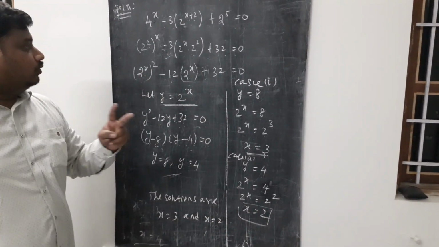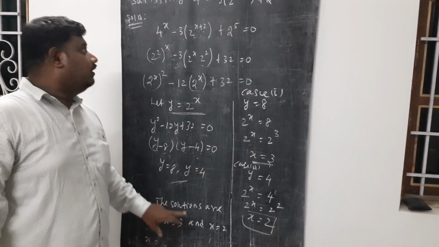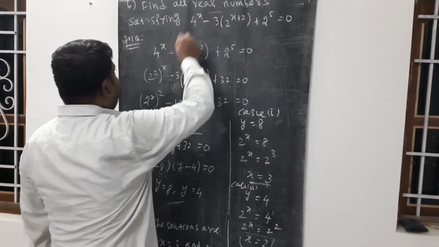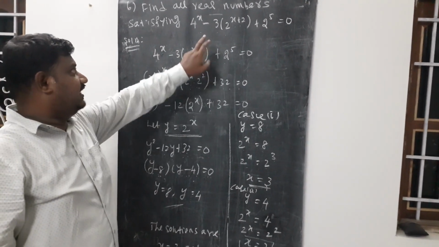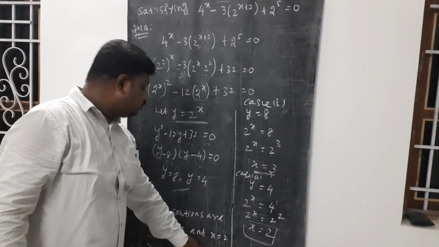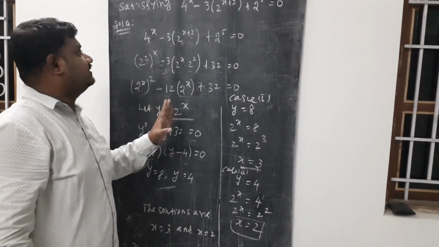So we get two solutions. One of the solutions is x equal to 2. Another solution is x equal to 3. Both are real numbers. Therefore, find all real numbers satisfying this equation: the two real numbers satisfying the equation. One of the values is 2, another value is 3. Therefore, the solution is x equal to 2 and x equal to 3.